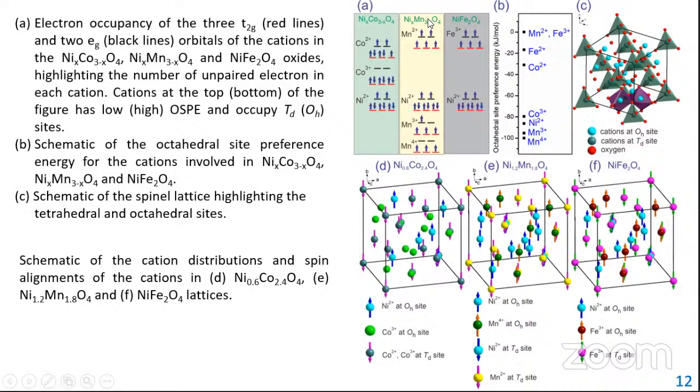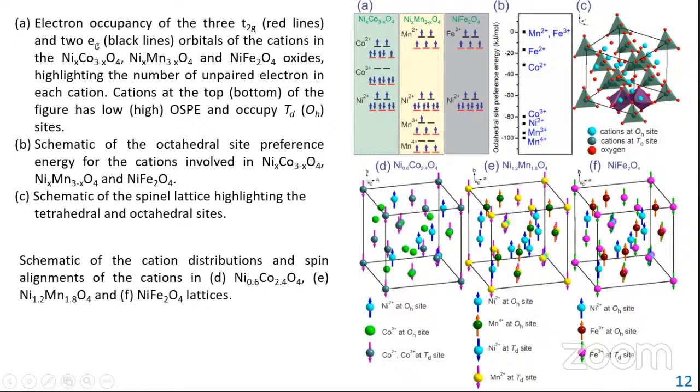In the case of nickel manganese oxide, both manganese 3 plus and manganese 4 plus will occupy octahedral sites, manganese 2 plus will occupy tetrahedral sites, and nickel 2 plus will occupy both. In the case of nickel ferrite, nickel 2 plus will occupy the octahedral sites, but iron 3 plus will occupy both octahedral and tetrahedral sites. Here we are putting them in the order of their octahedral preference energy.